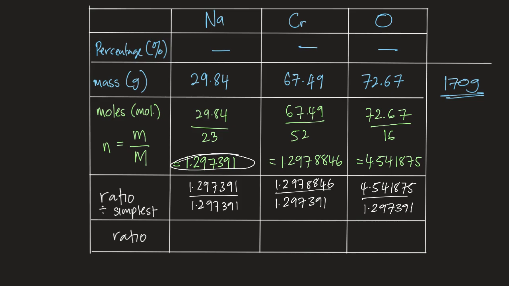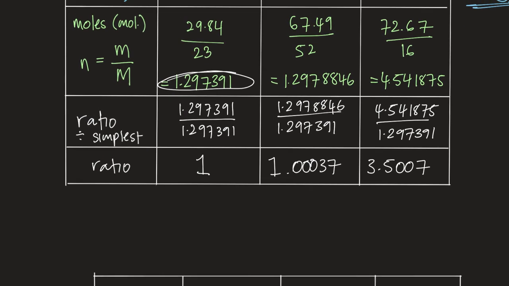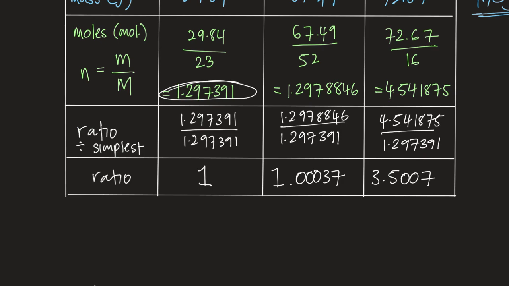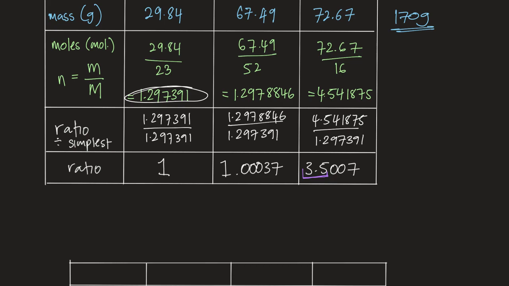Alright, so over here for the first one, you should have gotten 1. The second one, you would have gotten 1.00037, whatever the case is. And for the last one, you should have gotten 3.5007. Alright, now here's the complicated part. When I'm looking at my ratios, and any of my ratios are a 0.5, I cannot just round off to the next whole number. So make a note here.